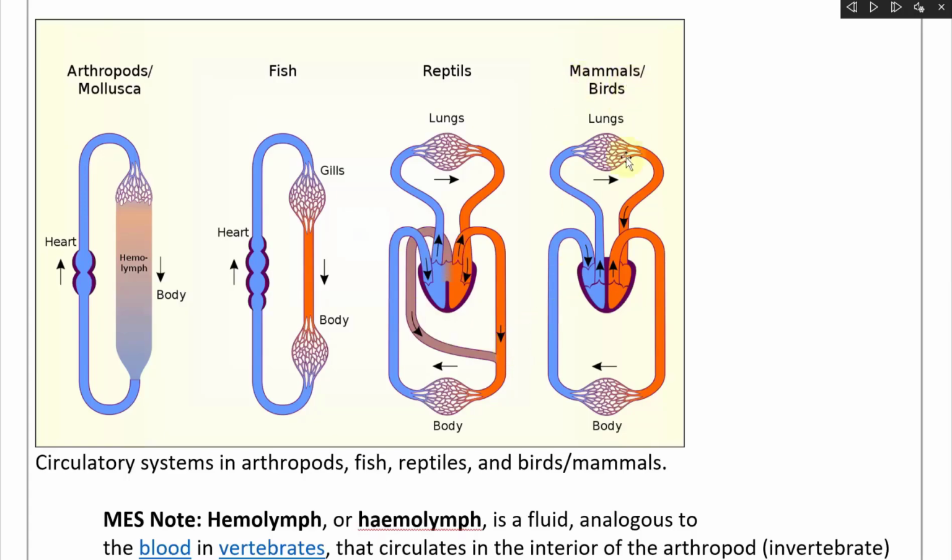And in mammals and birds, we have the typical lungs, which breathe in air and oxygenate it, and it goes over to the left side of the heart, and then over to this aorta, the artery, and then pumps back, and then there are the veins back to the heart, and then back to the lungs over there.